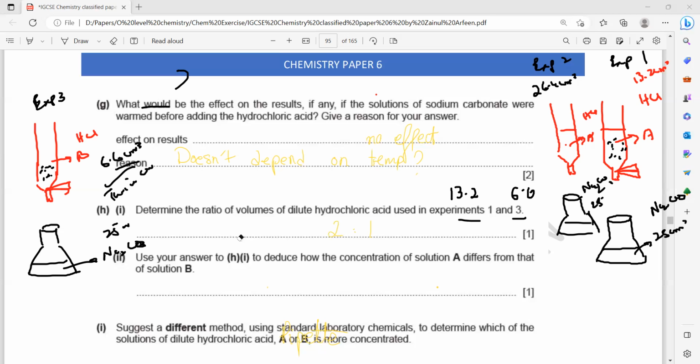And use your answer to H1, deduce how the concentration of A differs from B. B is more concentrated as compared to A. Yeah, B is more concentrated than A, or B is twice as concentrated as A.